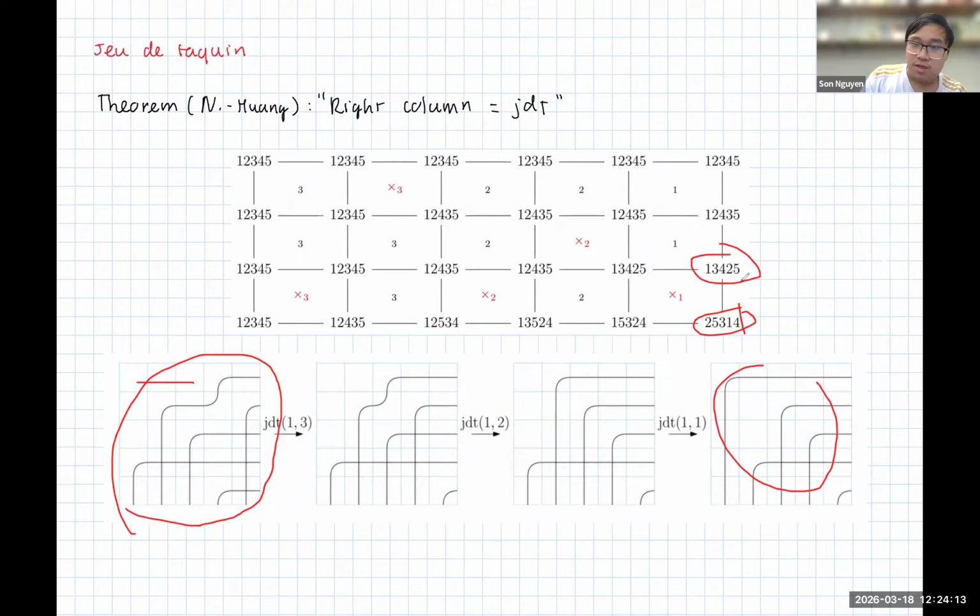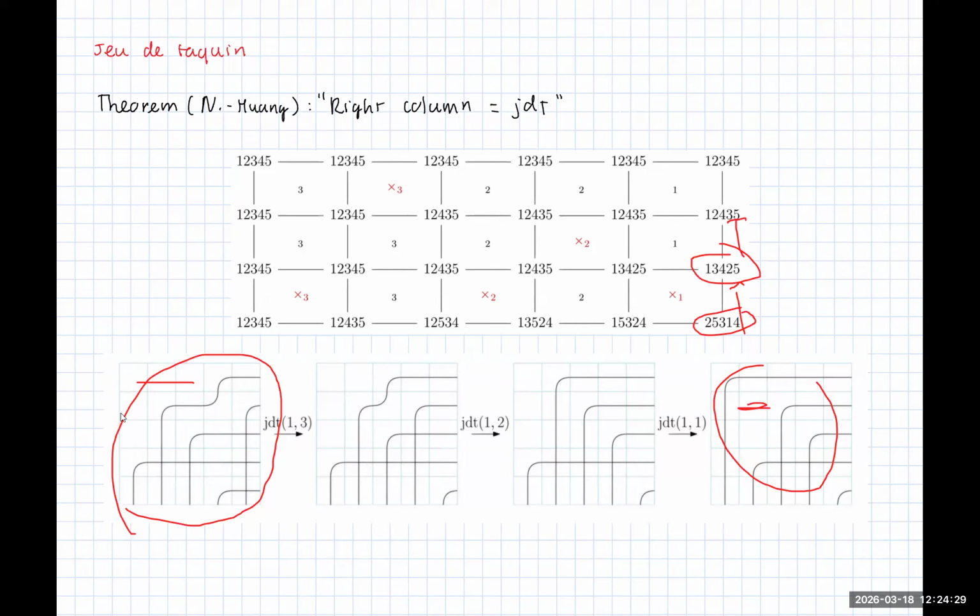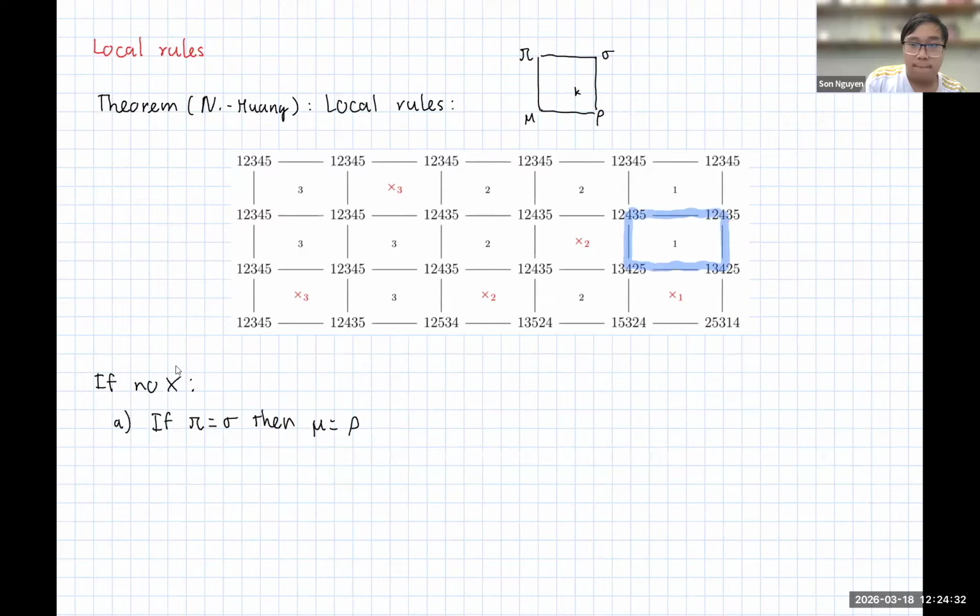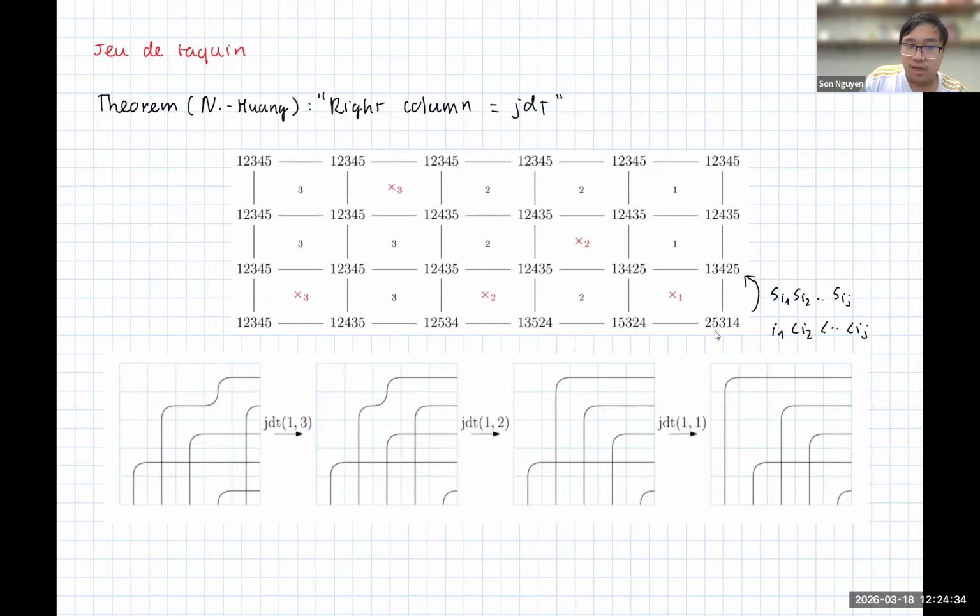So if you want to go from here up one row, you just do JDT to get rid of every empty square in the topmost row. And if you want to continue going up, you just keep doing JDT on the second row and so on. And also because of the same thing we said before, if I do JDT to go up, these two permutations will be related by a sequence of simple transpositions in increasing order or decreasing order, depending on which way you look at it.